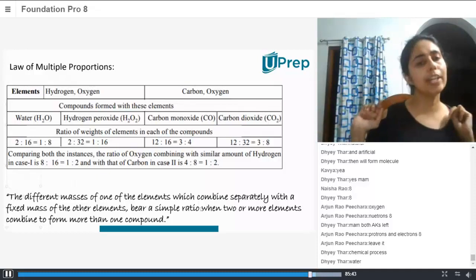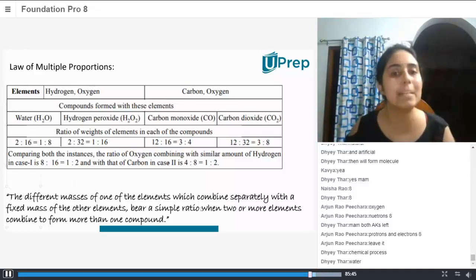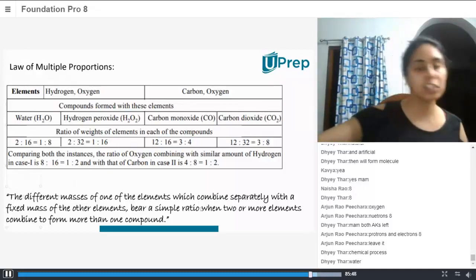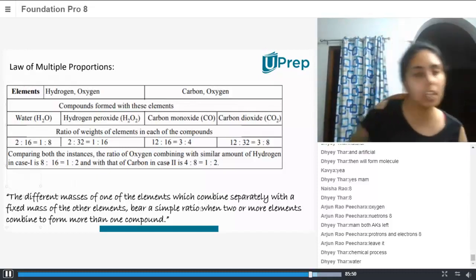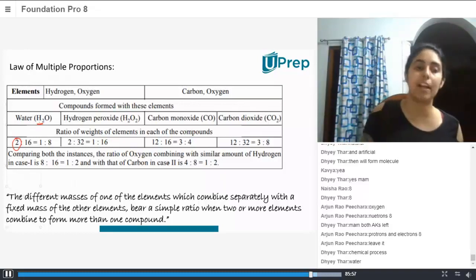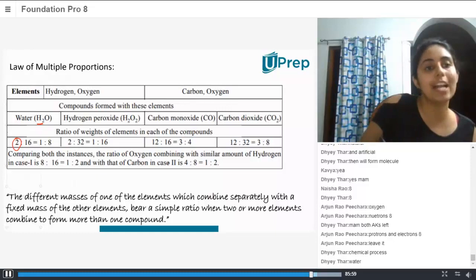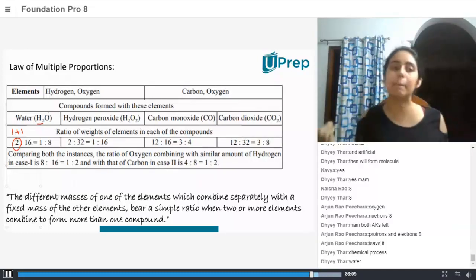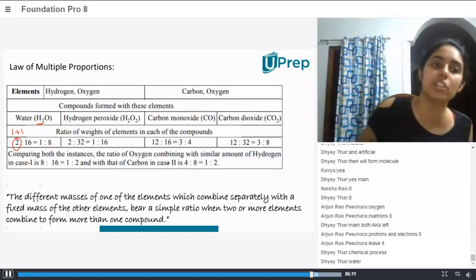Okay, so now let's take the ratio of weights of the elements in each of these compounds. In each of these compounds, we're taking the ratio of the weights. So for hydrogen in water, since we have two atoms and the weight of a hydrogen atom is 1, 1 plus 1, because there are two atoms, I'm getting 2. And then we just saw oxygen has an atomic number 8 and its atomic mass is 16, and I have one atom of oxygen, so 16 is the weight. So 2 divided by 16, I end up getting 1:8.